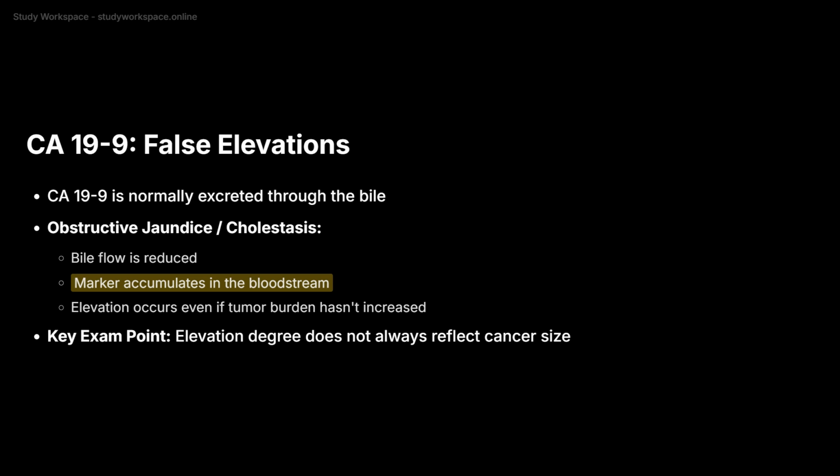The next question asks why CA19-9 can be falsely elevated in this patient. This is a very important examination point. CA19-9 is normally excreted through bile. When a patient develops obstructive jaundice or cholestasis, bile flow is reduced, causing this marker to accumulate in the bloodstream, even when tumor burden has not increased. Therefore, the degree of elevation does not always reflect the size or extent of the cancer.